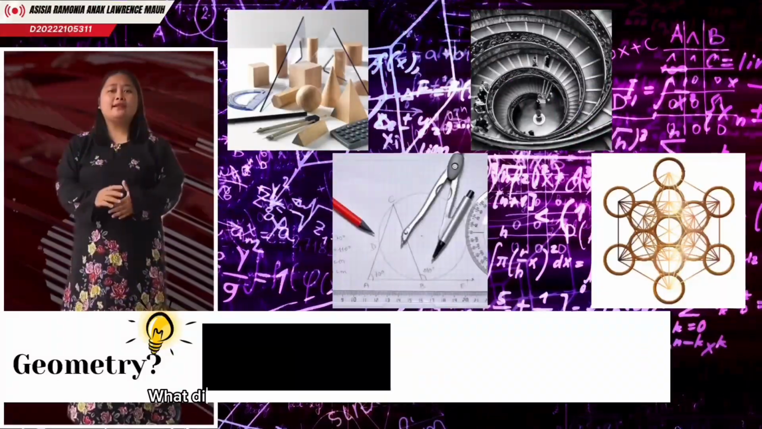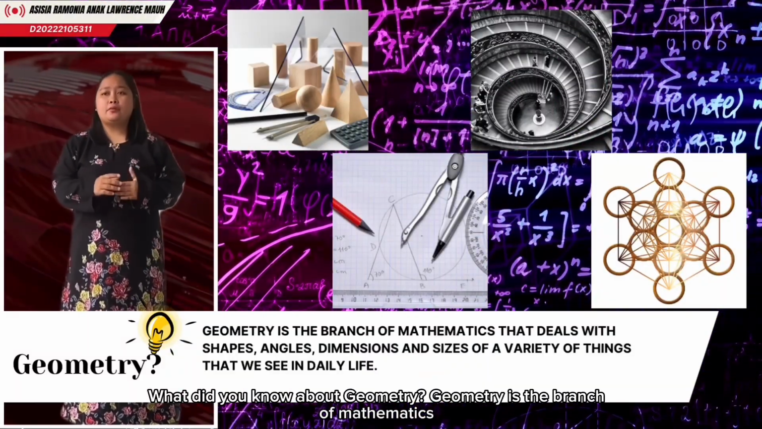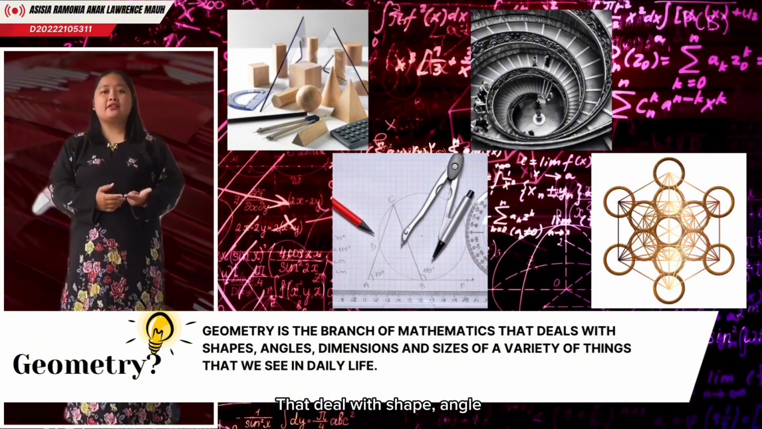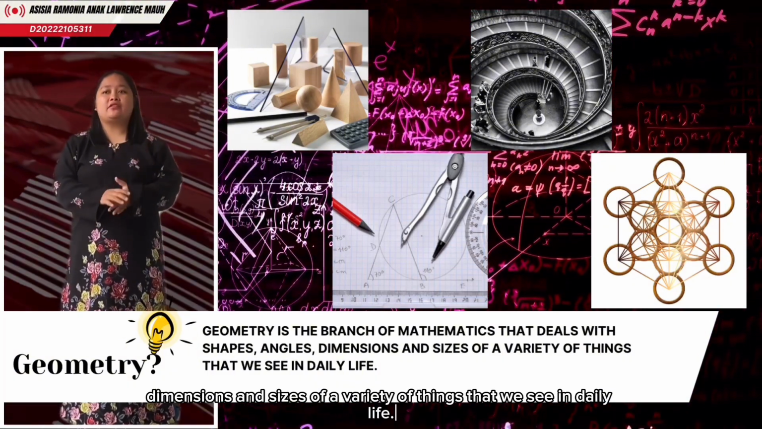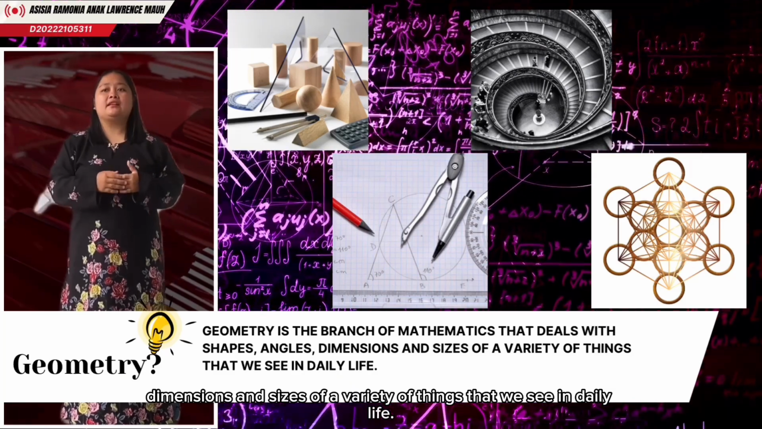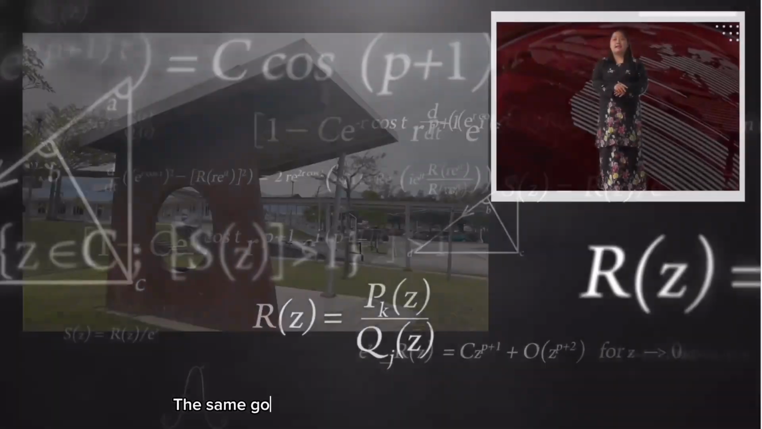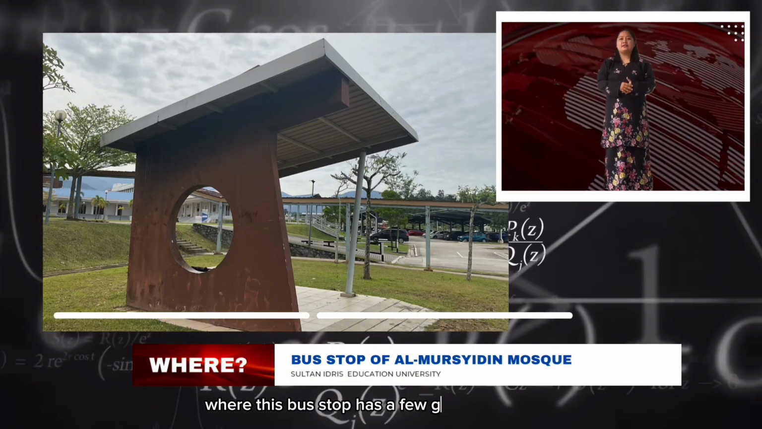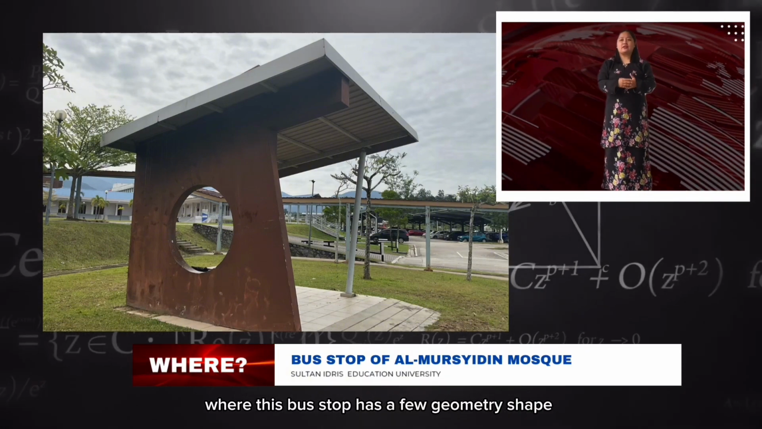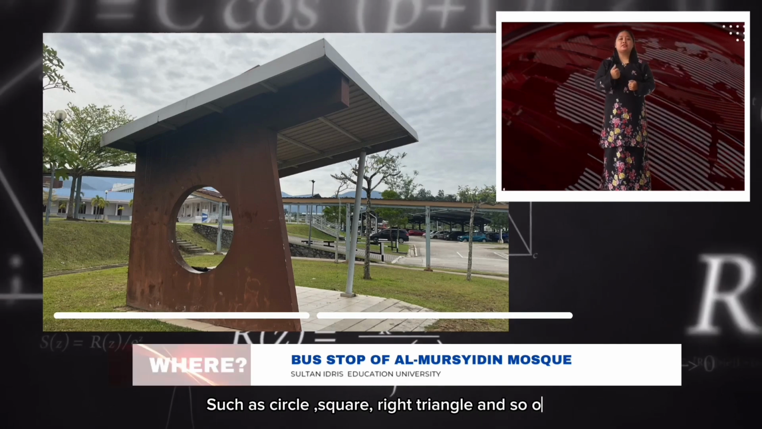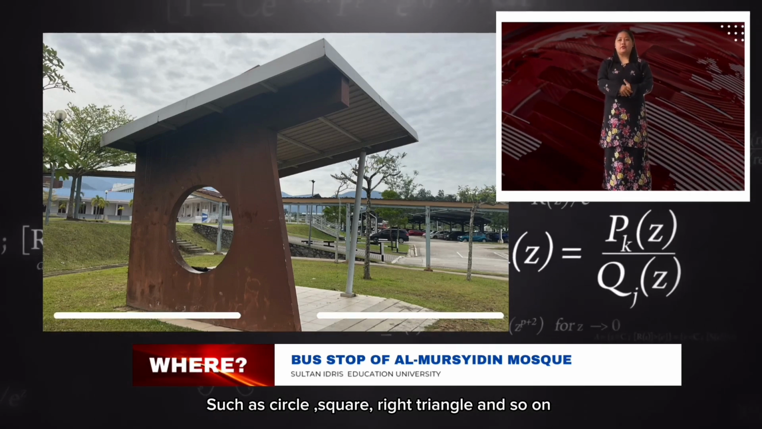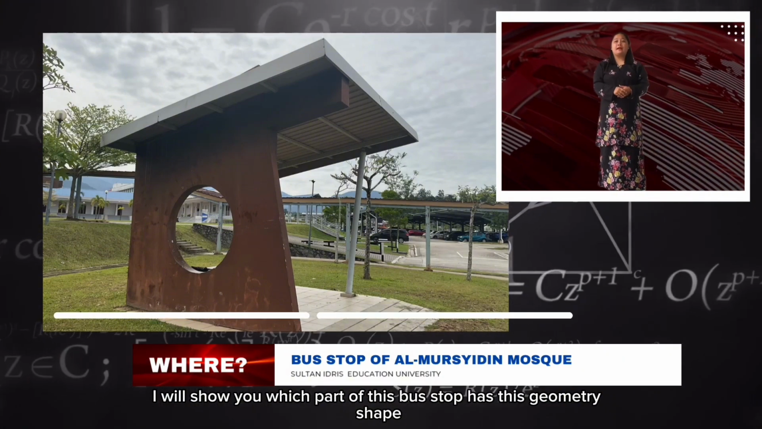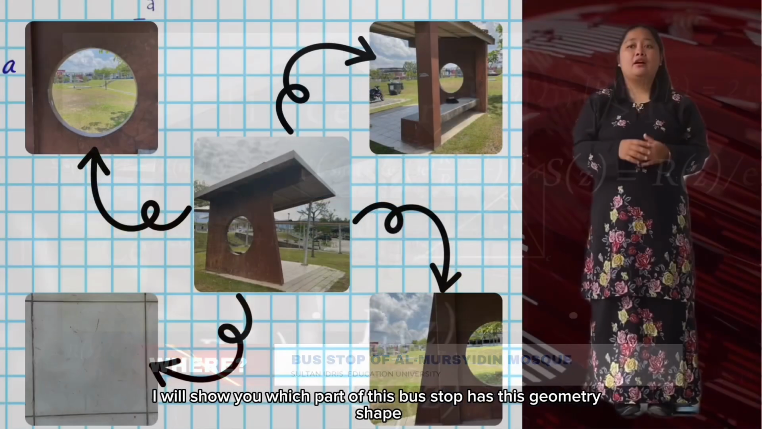First thing first, what do you know about geometry? Geometry is the branch of mathematics that deals with shape, angle, dimension, and size of a variety of things that we see in daily life. The same goes for the bus stop of Al-Mushiddin Mosque, where this bus stop has a few geometry shapes such as circle, square, right triangle, and so on. Don't worry, I will show you which part of this bus stop has this geometry shape.